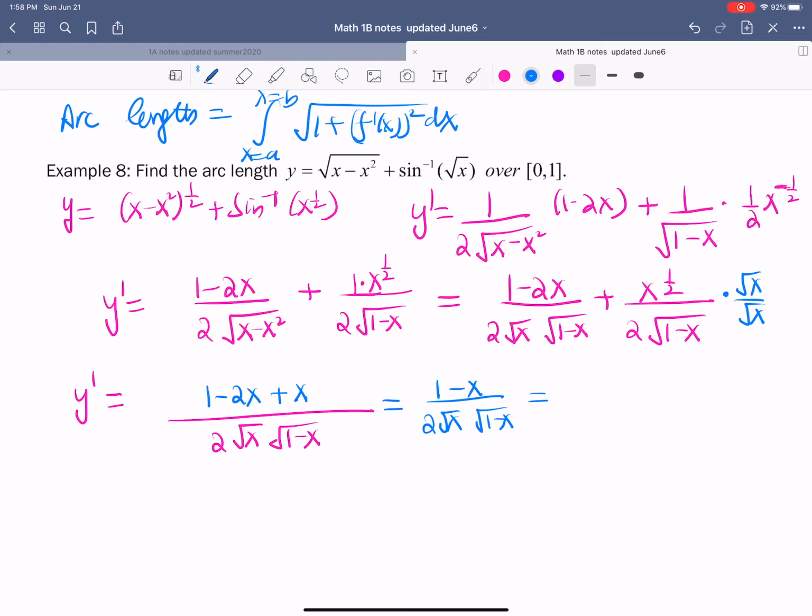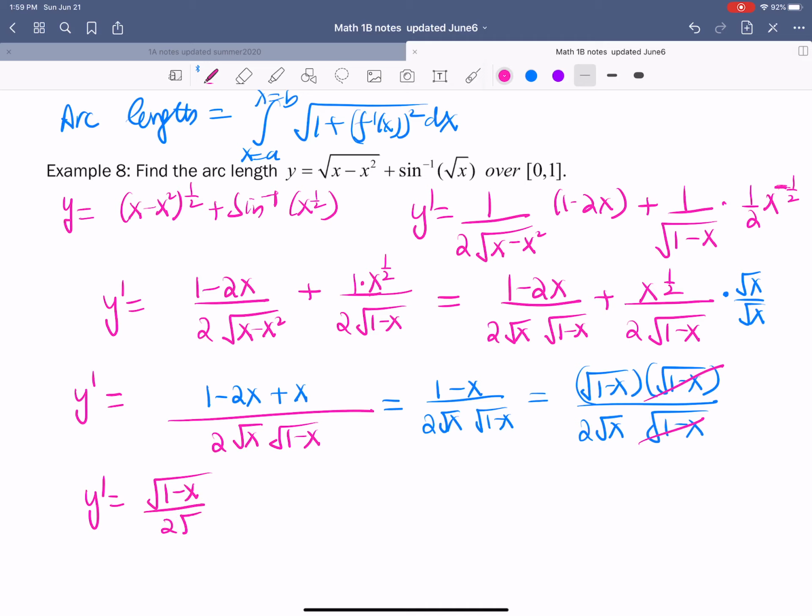If you recall algebraic simplification, 1 minus x can be written as square root of 1 minus x times square root of 1 minus x, divided by 2 root x times root 1 minus x. Because if you multiply root 1 minus x times root 1 minus x, you will get 1 minus x back. The benefit of doing this is I can get rid of one of these, and my y prime is much cleaner now: root 1 minus x over 2 root x.